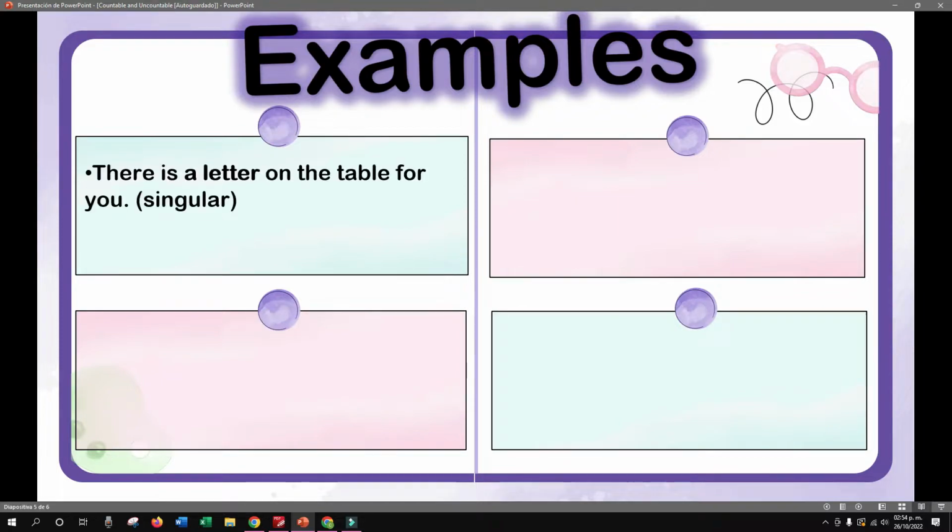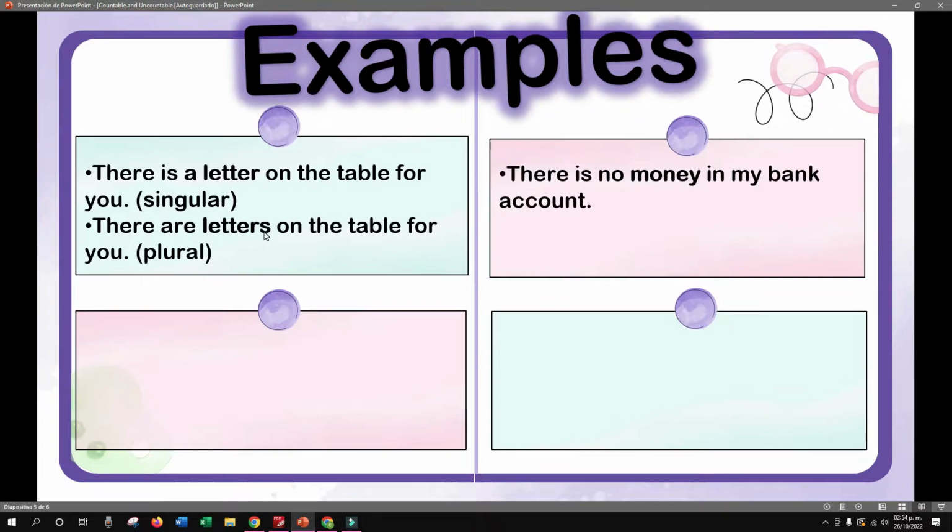So there you have some examples. First, there is a letter on the table for you. In that case, you know that there is singular. You have what? A letter, one, right? But the plural form, there are letters on the table for you. There are, that will be the plural form, right? So are what? Letters with S, that is countable, right? Plural form.